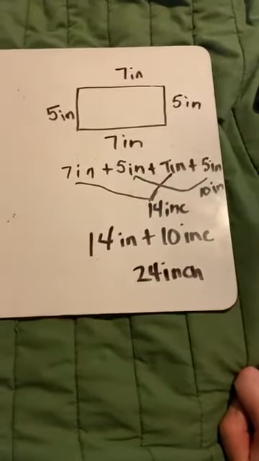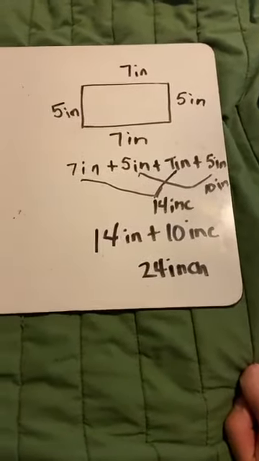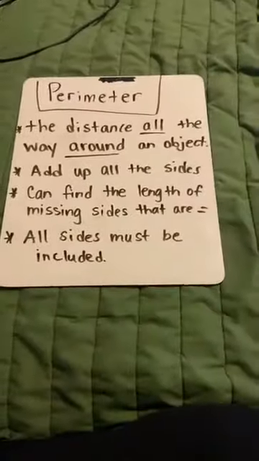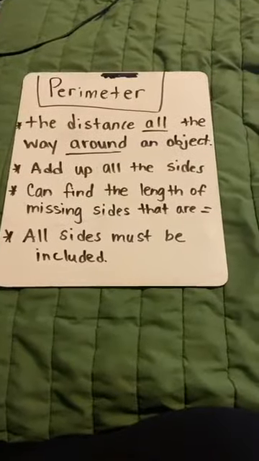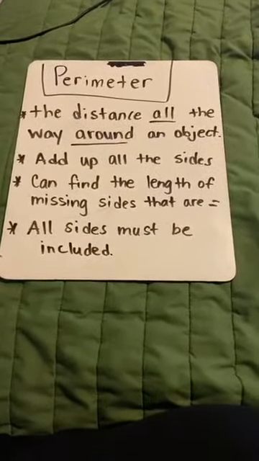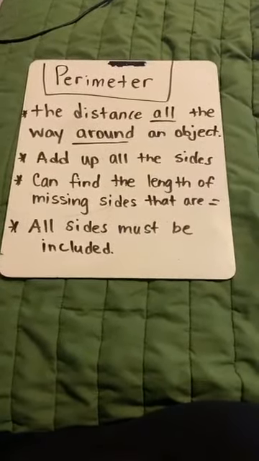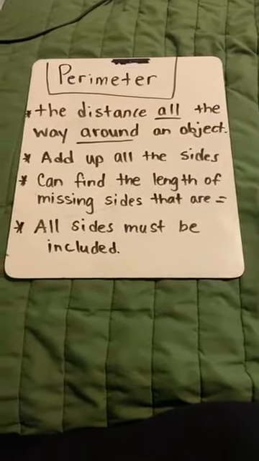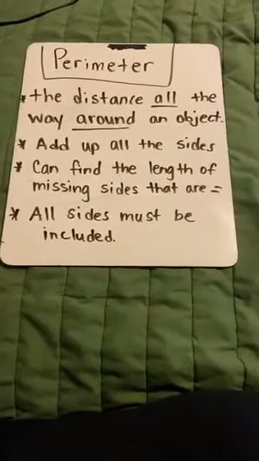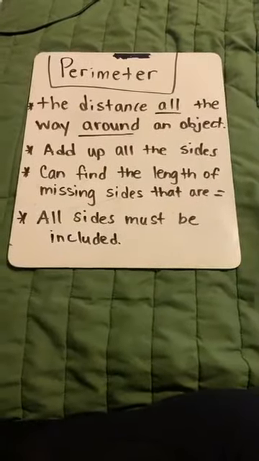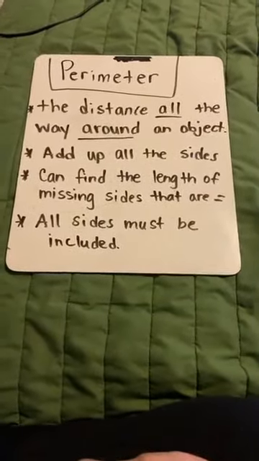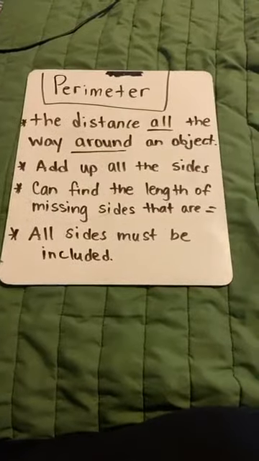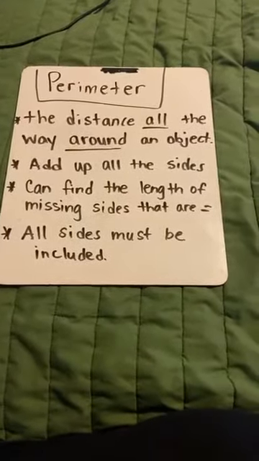All right, friends. So I hope that helped you. Remember that when you are finding perimeter, the distance all the way around the object, you have to add up all of the sides. You can't just add up one, you have to add them all up. You can find the length of missing sides that are equal by looking at the other side of the same length. And then you have to include all of the parts.